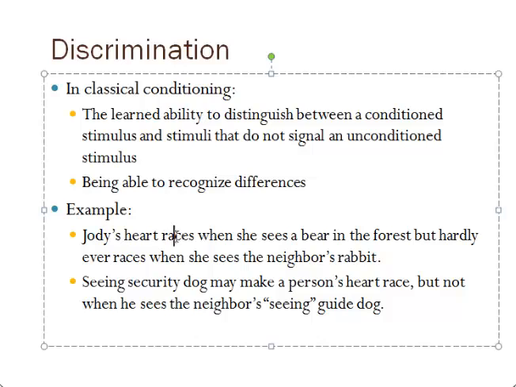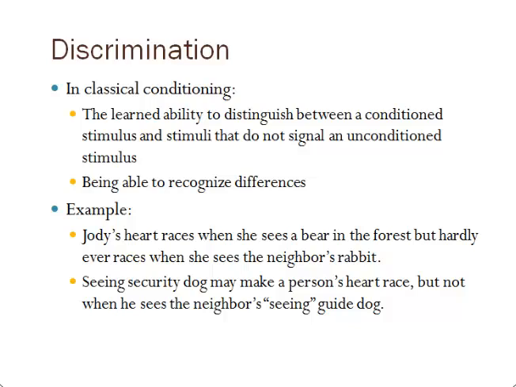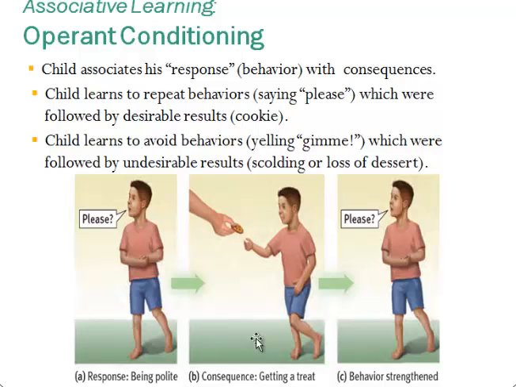So, for example, Jody's heart races when she sees a bear, but hardly ever races when she sees the neighbor's rabbit. Even though they're both animals, maybe a baby wouldn't be able to distinguish the two, but she is able to distinguish the two. A security dog may make a person's heart race, but not when he sees the neighbor's seeing eye dog, even though they are both dogs.